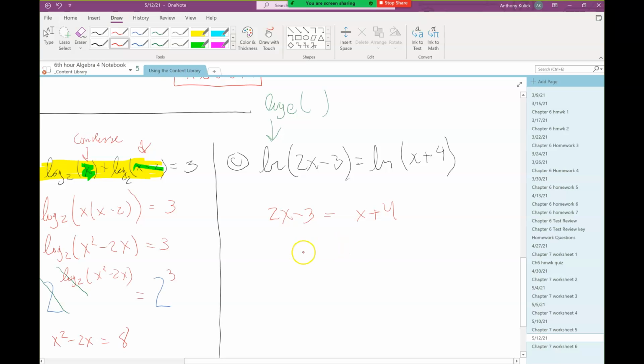Anyways, from here it's easy. We subtract x from both sides and add 3 to both sides, and we get 7. And if you plug that in, 2 times 7 minus 3 is definitely positive, and 7 plus 4 is definitely positive. So that answer is good. That one is usually the easiest situation because you can just forget about the logs and go on about your business.